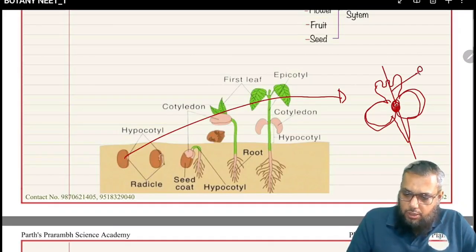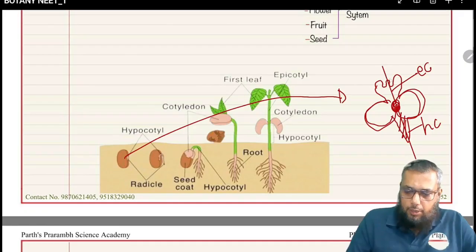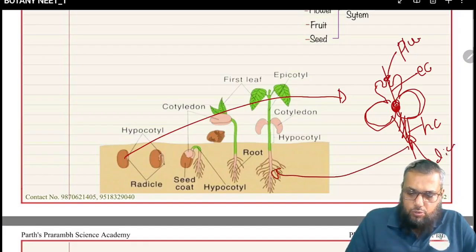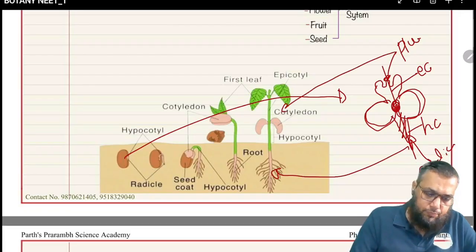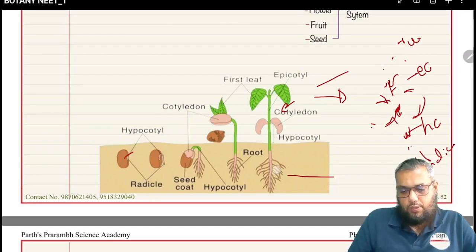The region above it is called the epicotyl. The region below the cotyledonary node, below the attachment of the cotyledons, is called the hypocotyl. The tip of the epicotyl is called the plumule, and the tip of the hypocotyl is called the radicle. And the radicle results in the formation of the root system, and the plumule results in the formation of the shoot system.